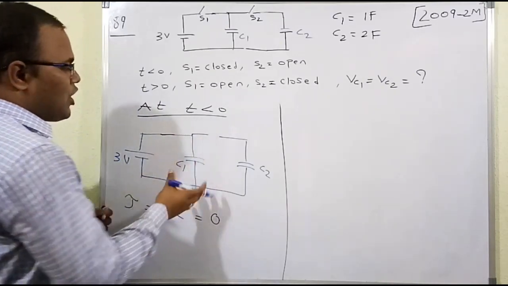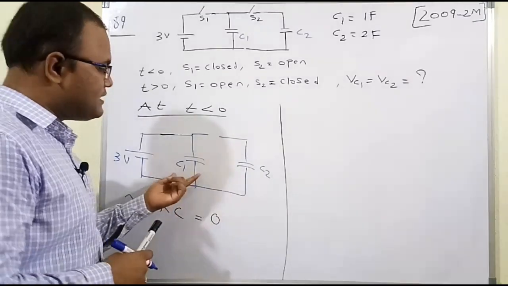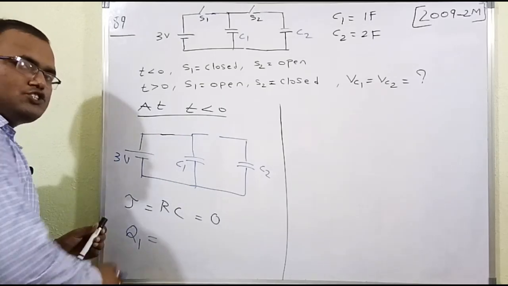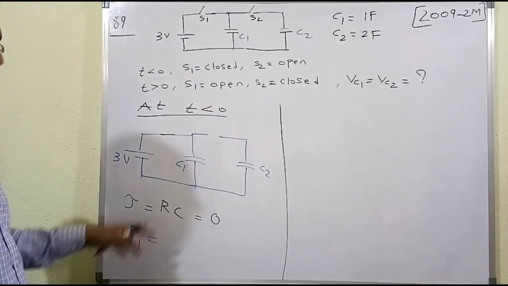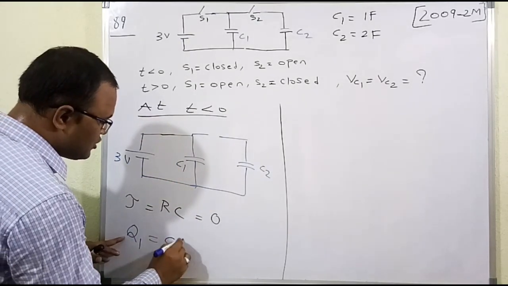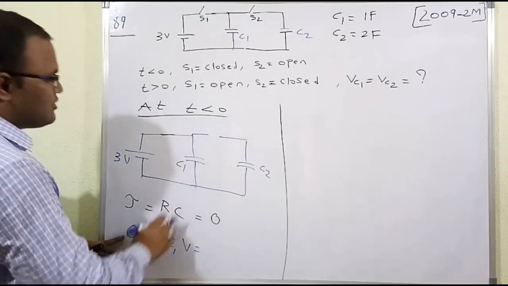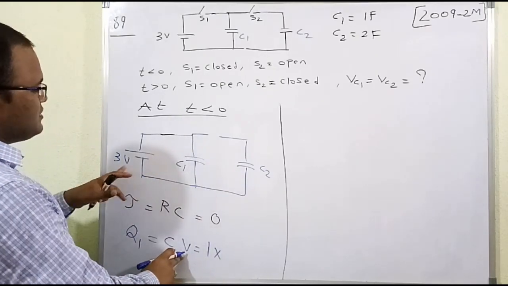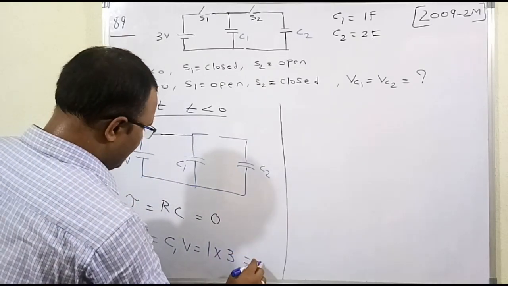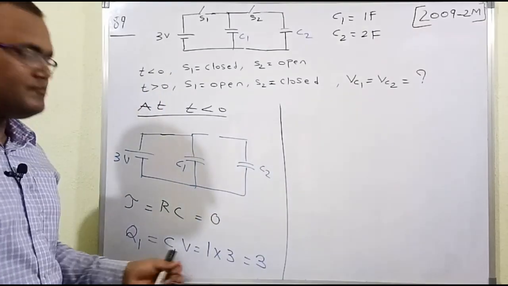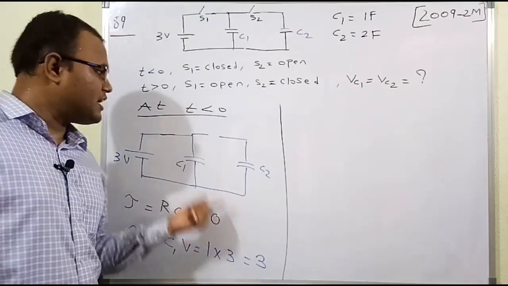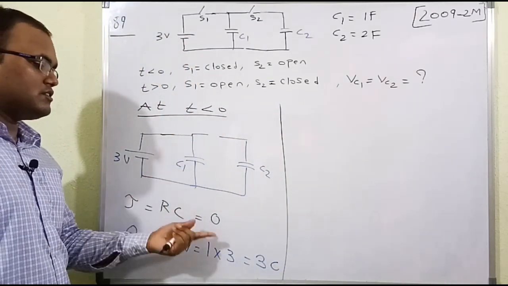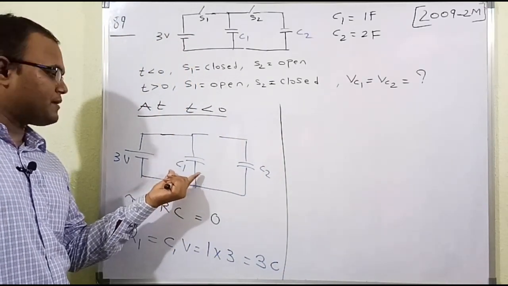Now I need to find how much charge is stored in the capacitor. The charge stored in the capacitor, Q1, is equal to C1 into V. C1 is already known, 1 farad, so 1 into the voltage across the capacitor, 3 volts. Therefore the total charge stored is 3 coulombs. So 3 coulombs of charge is stored in the capacitor C1.